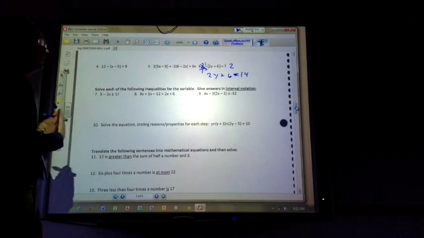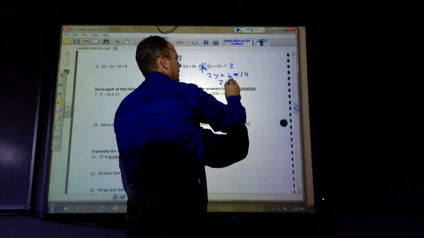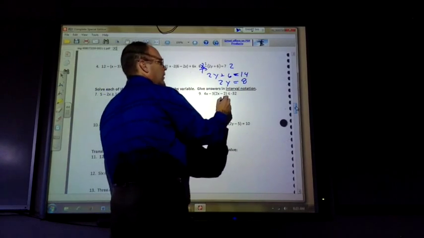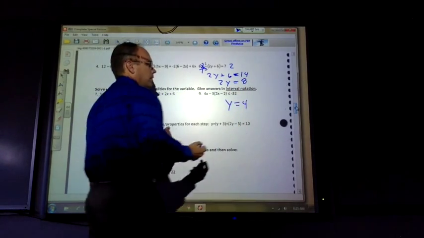Subtract 6, so 2y equals 8. Next, divide by 2. Sweet. Done.